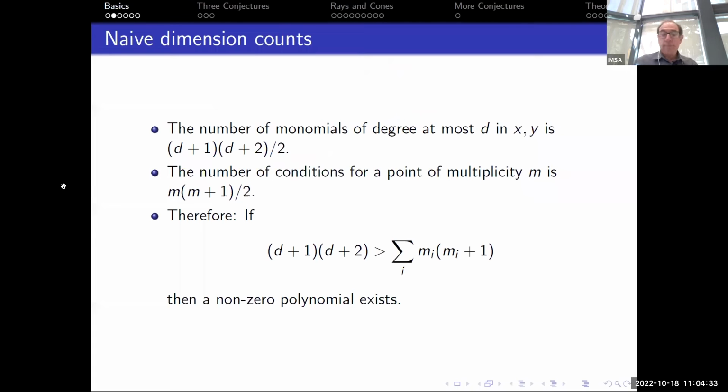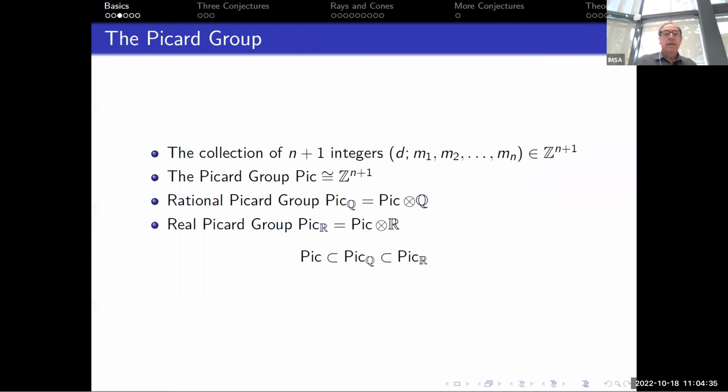Now let's try to organize the information that we're given. So this collection of integers, the degree d and the multiplicity numbers, can be organized into a vector of integers. And this is essentially the Picard group of the blow-up of the plane at the points, okay?